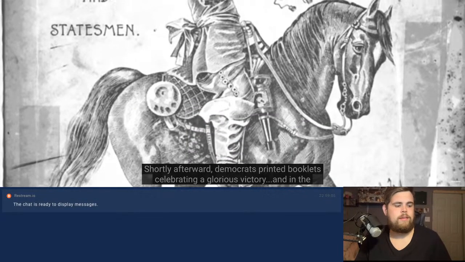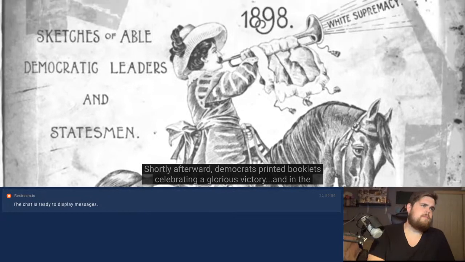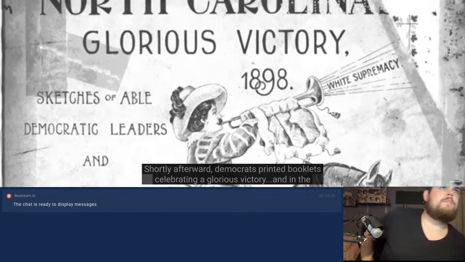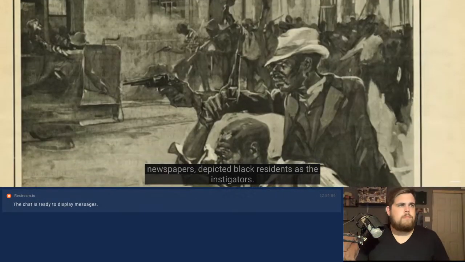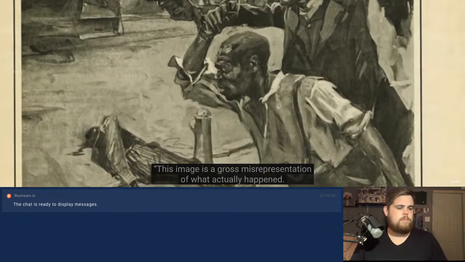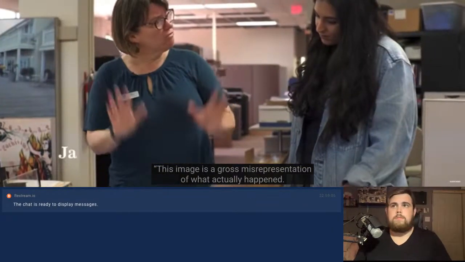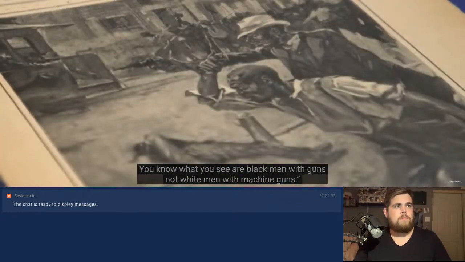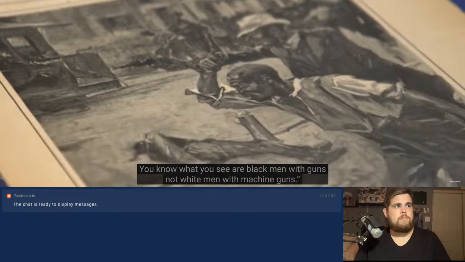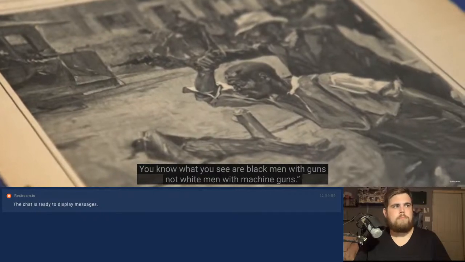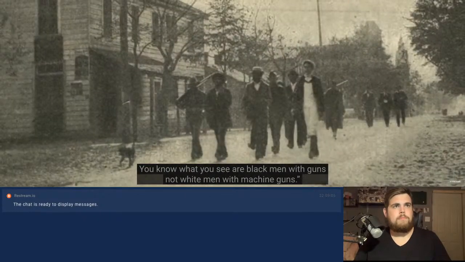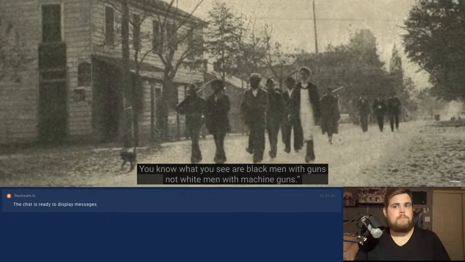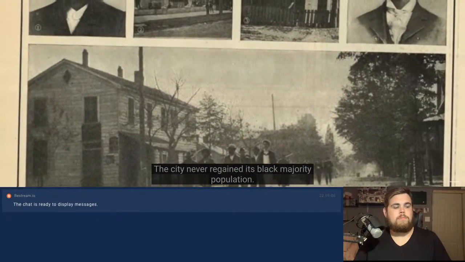Shortly afterward, Democrats printed booklets celebrating a glorious victory, and in the newspapers depicted black residents as the instigators. This image is a gross misrepresentation of what actually happened during 1898. You know, what you see is African American men with guns, not white men with machine guns. The city never regained its black majority population.